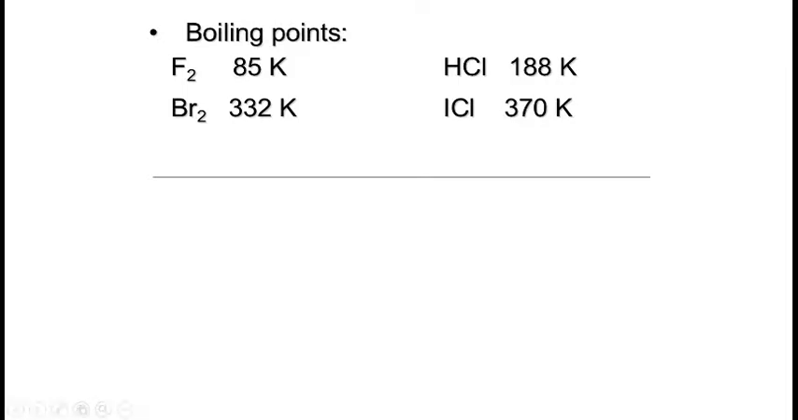Here are the boiling points of 4 materials. On the left are difluorine and dibromine. Since these molecules are symmetric, having the same atom at both ends, they are nonpolar. On the right are hydrogen chloride and iodine monochloride. Since these molecules are asymmetric, having different atoms with different electronegativities at the 2 ends, they are polar.